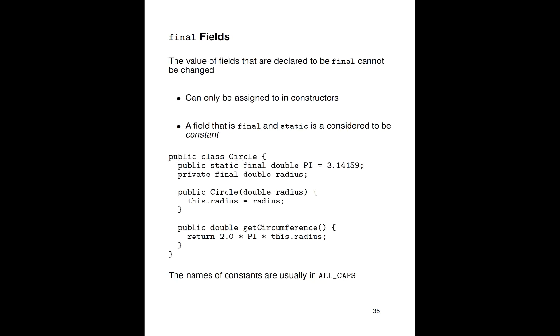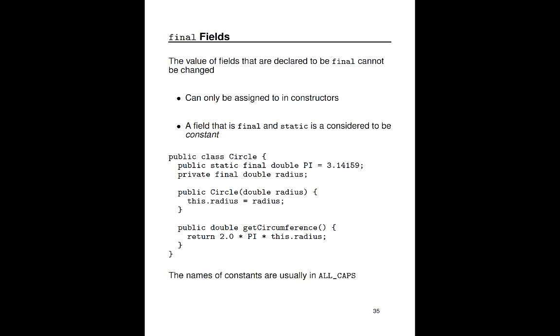The final keyword can also be used with fields. So if you mark a field as final, it means that it cannot be modified after its initial assignment. So final fields can only be initialized in constructors. Now, if you have a field that is both final and static, that's like a constant in Java.